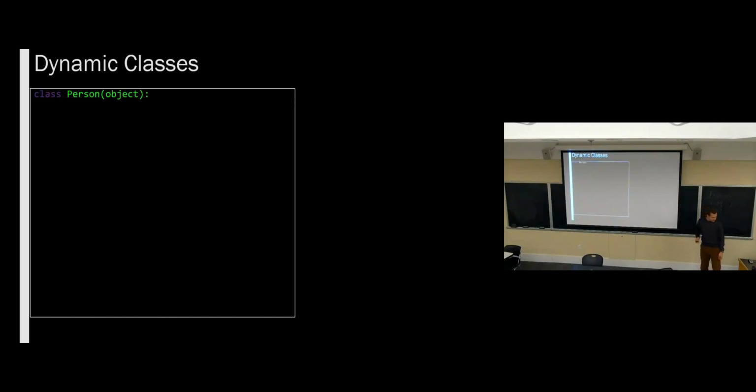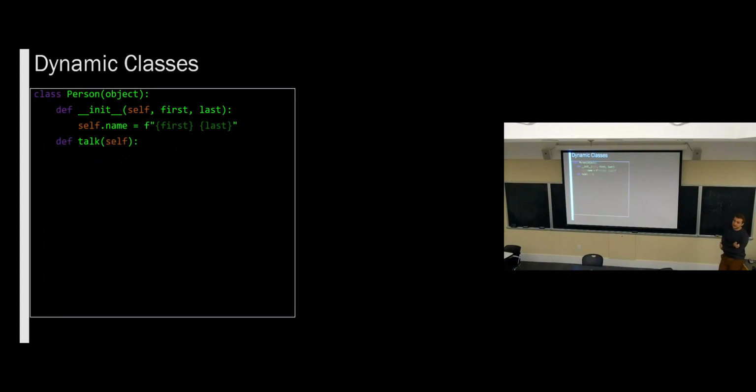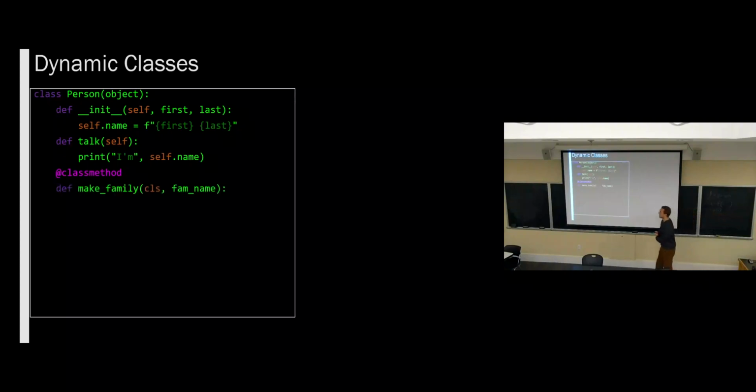So here's an example of a case where it might be useful to use the type function. We've got a person class again, and it takes in a first and last name, and then it sets the name variable to the first and last name concatenated. We've got a talk method. And now we're going to define a class method. By using the class method decorator here, the first parameter that gets passed into the method is going to be the class itself, instead of an instance of the class. So we have a reference to the class itself.